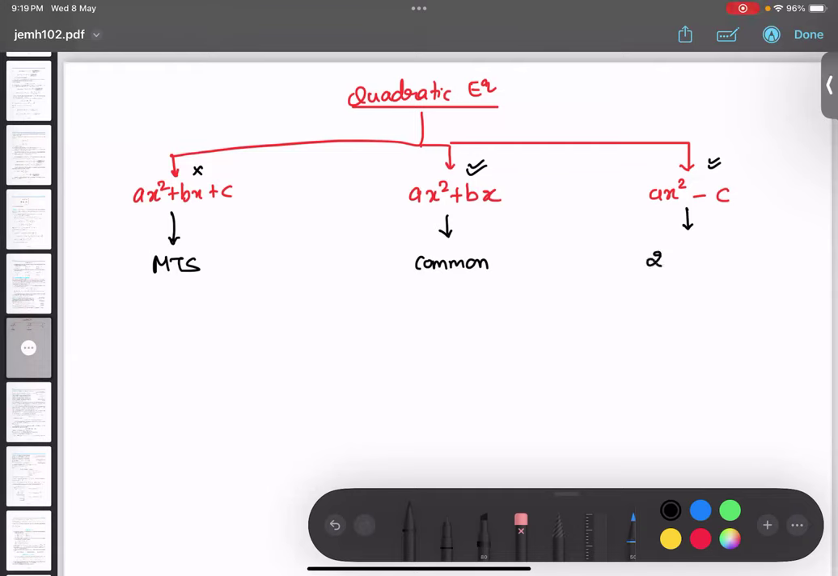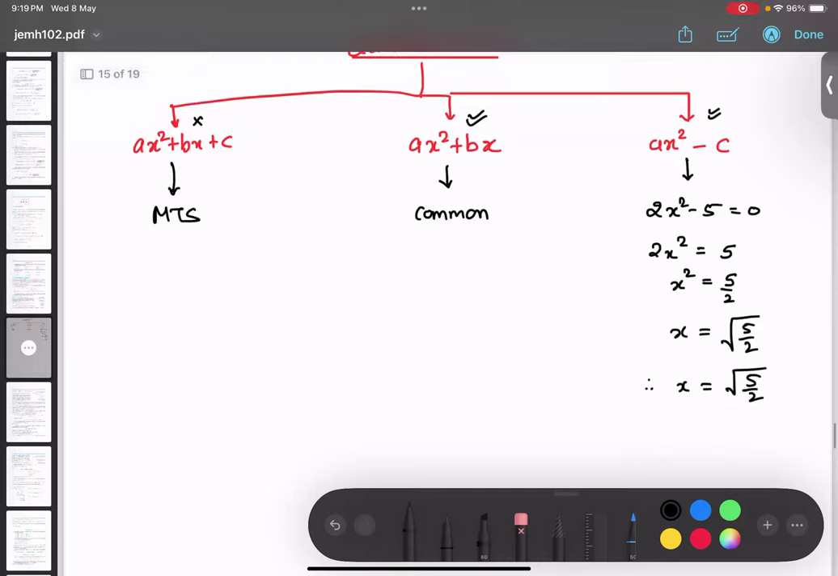Let me take one question as an example: 2x squared minus 5 equals 0. What you need to do is just shift 5 to the other side. So x squared equals 5 upon 2, so x is root 5 upon 2. Therefore, my two answers are root 5 upon 2 or negative root 5 upon 2. Whenever we are putting a root, we have to do plus or minus. I guess you are already aware of this. Any doubt in this? No. So this is the final answer.